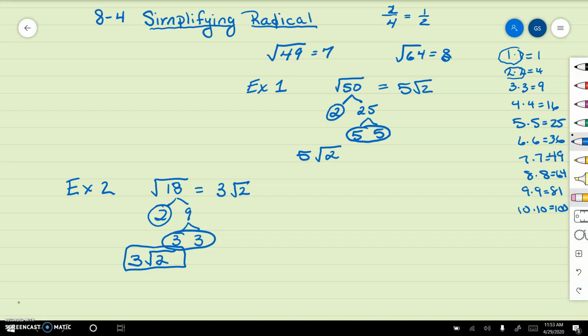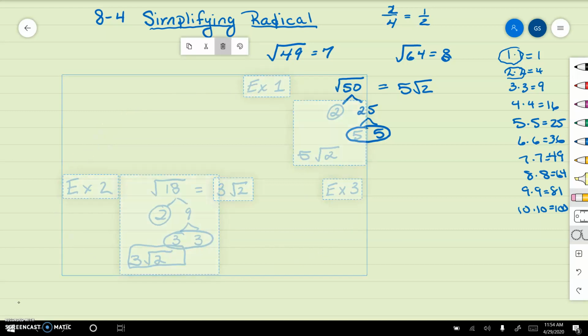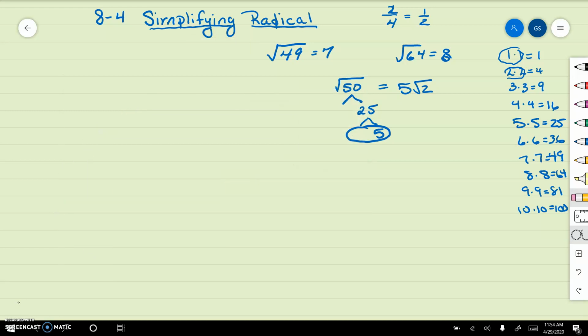All right, example 3. Square root of 200. Oh, you know what? I'm going to clear this off and make some space. One sec. Oh, magic. I might as well clear the rest of it.